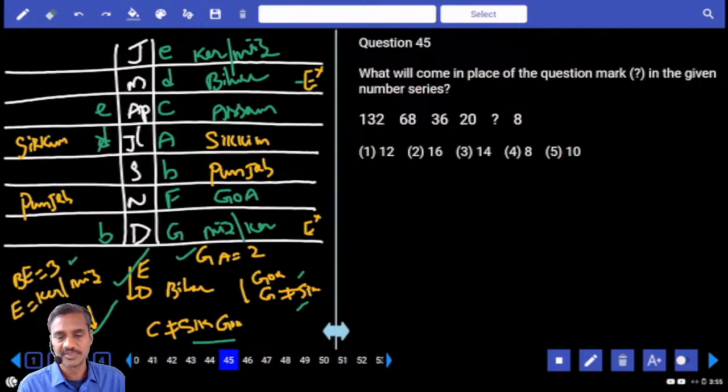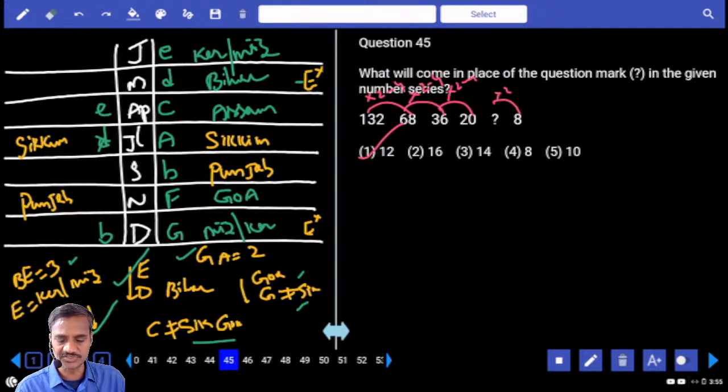Then 45. The series is 20 and 36. Now 6 into 2 minus 4. 36 into 2, 72 minus 4. 20 into 2 minus 4. 8 into 2, 16 minus 4. That is 12, choice 1, question number 45.